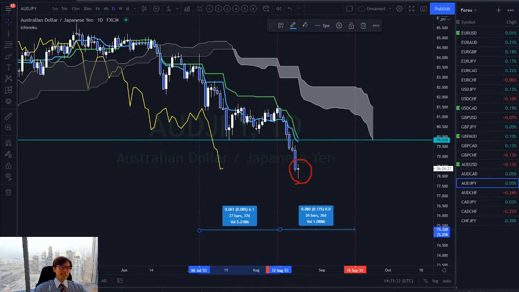But if you want to backtest in lower time frames, like 5 or 15 minute time frames, you want to subscribe to VIP.